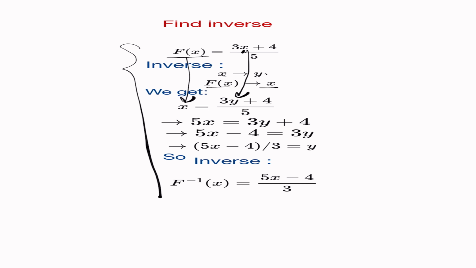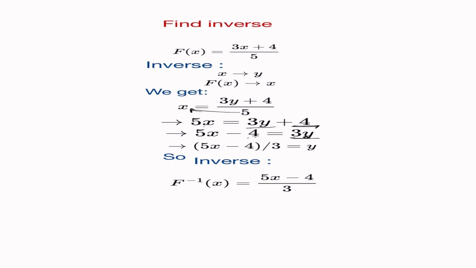After that, we simply multiply 5 with x, so 5x equals 3y plus 4. Then we bring this 4 to the other side, which is negative 4, so we have 3y. Then we divide by 3 on both sides so that we can get y. So our inverse function, f inverse of x, is 5x minus 4 divided by 3.